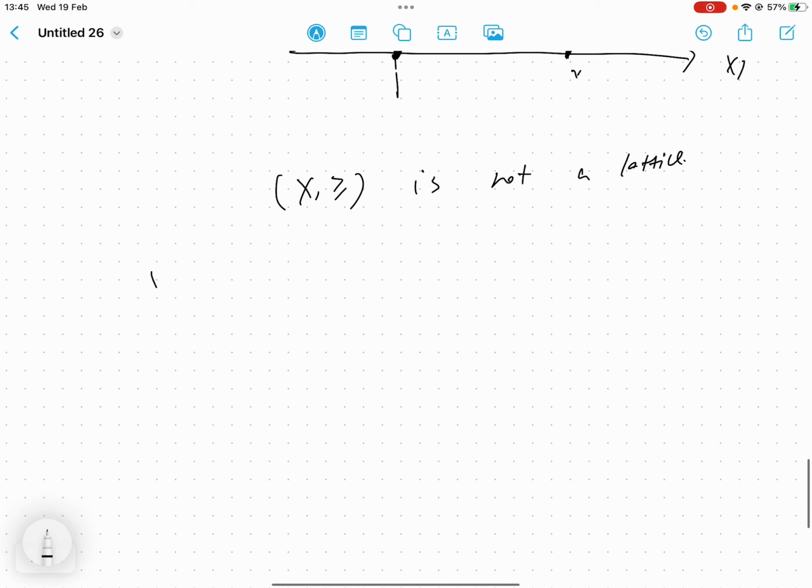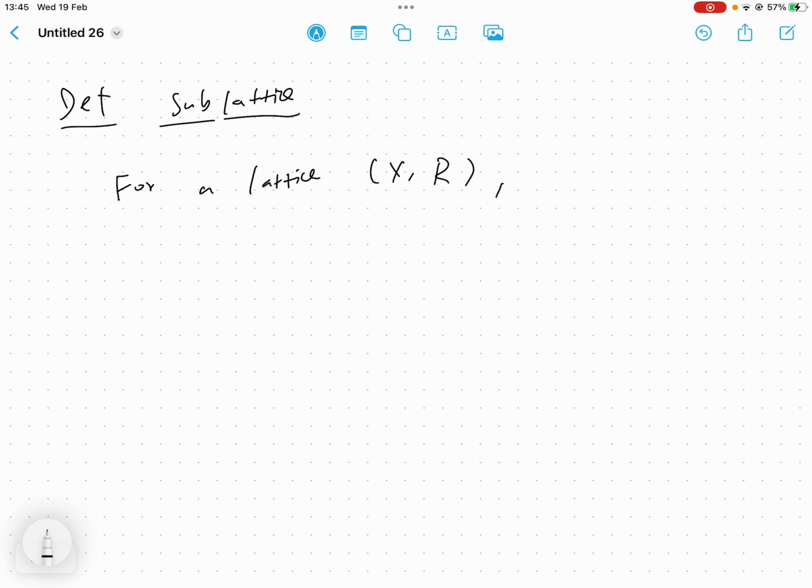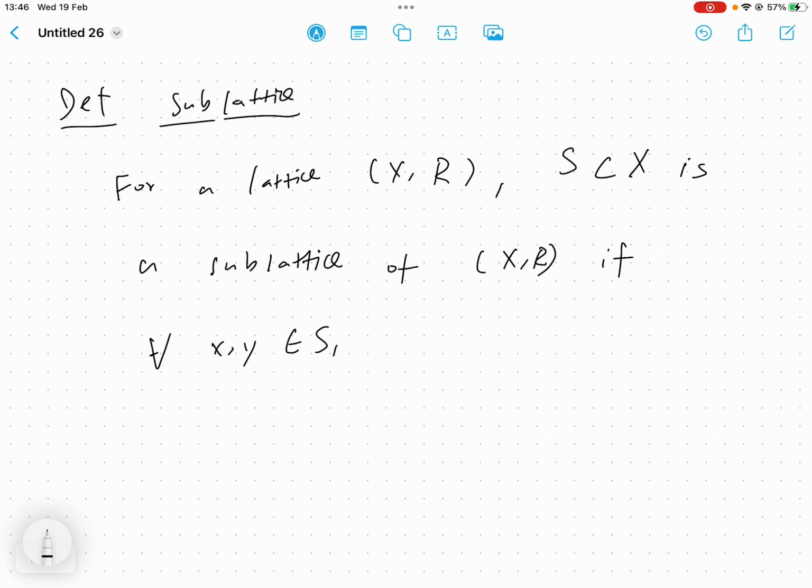And finally we're gonna introduce another definition, the sublattice. So let's define the sublattice. We say that for a lattice X and the order relation, we're gonna say this set S, as a subset of X, is a sublattice of this X if for all elements x, y in S, the sup, or the join, is inside of S, and the meet is also inside of S. But be careful that we're having those two operations under X. So this is very important.